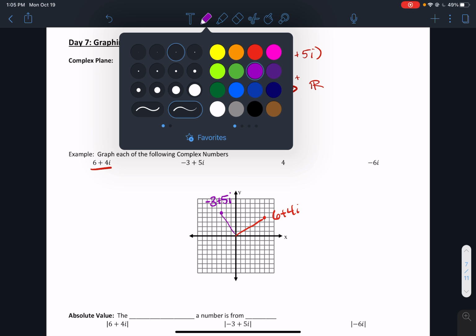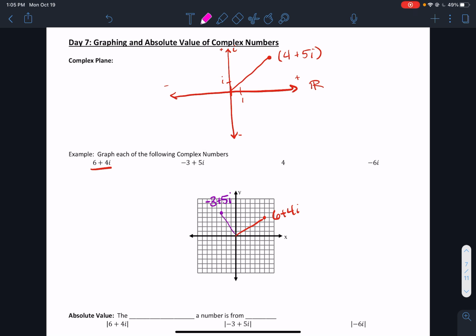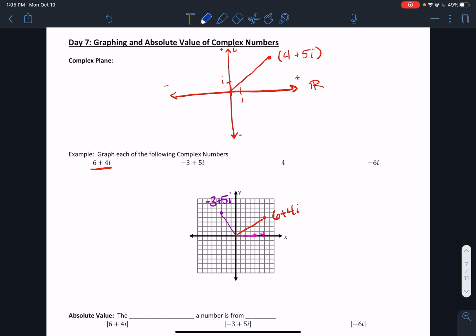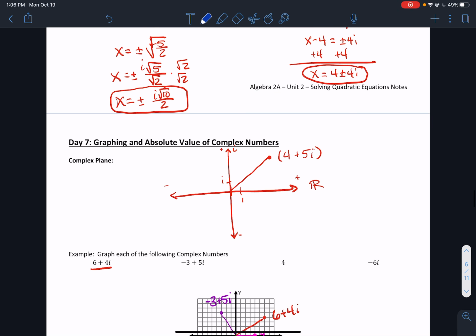I can do a regular number, right? I can just do a regular real number. 1, 2, 3, 4. And I can do an imaginary number, a pure imaginary number, right? Negative 6i. So I just count down 6. Now, these lines that I drew out to every number are going to help us a lot when we're finding the absolute value of these numbers.